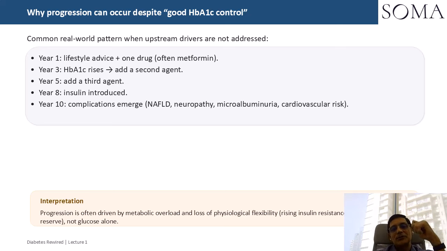There is also a psychological consequence of this glucose-centric model. When glucose is framed as the enemy, patients become fearful of numbers. They chase perfection. They feel like failures when glucose fluctuates. This creates anxiety, guilt and burnout.